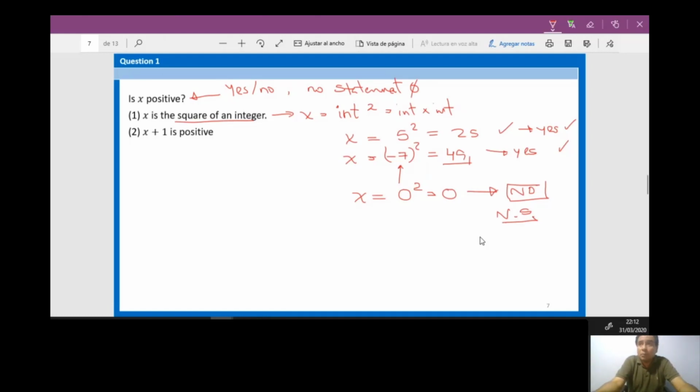Okay, we don't stop there. We need to continue with the analysis of statement 2. So now consider this. X plus 1 is positive. Think of this statement in terms of the following. What values might x as a variable have so that x plus 1 is positive, so that statement 2 is true? What possible values of x could you think of? Which value of x could we use here so that x plus 1 is positive?